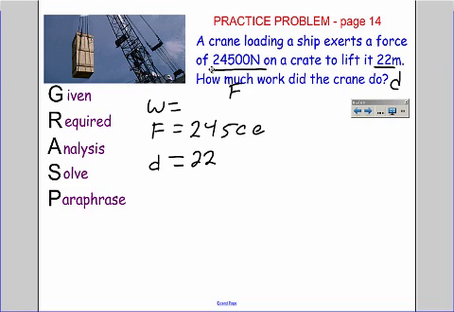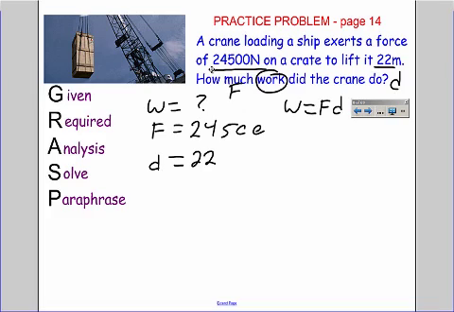So that's what we have. It asks how much work did the crane do. So that's what we're trying to find out. So we write down our formula. Work equals force times distance. I don't really care if you put the delta in there. Make sure that you ask your teacher if they want it or not.